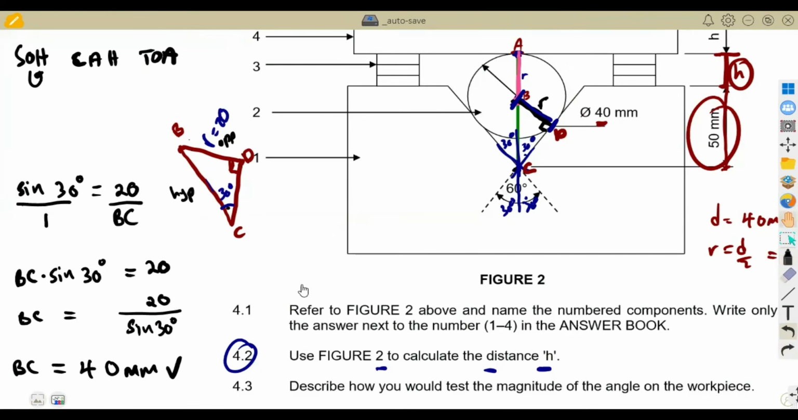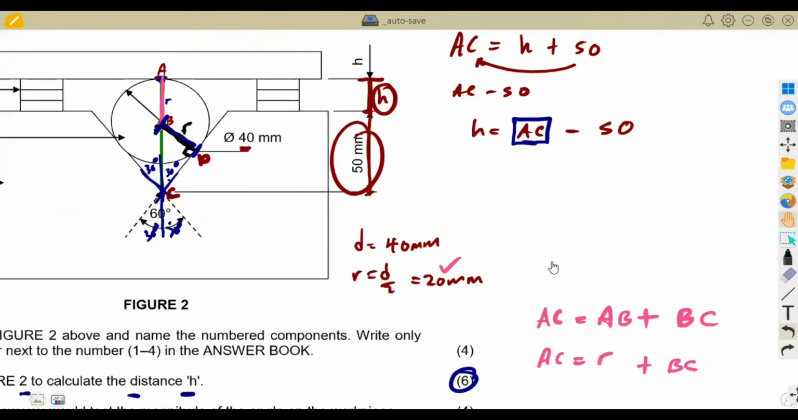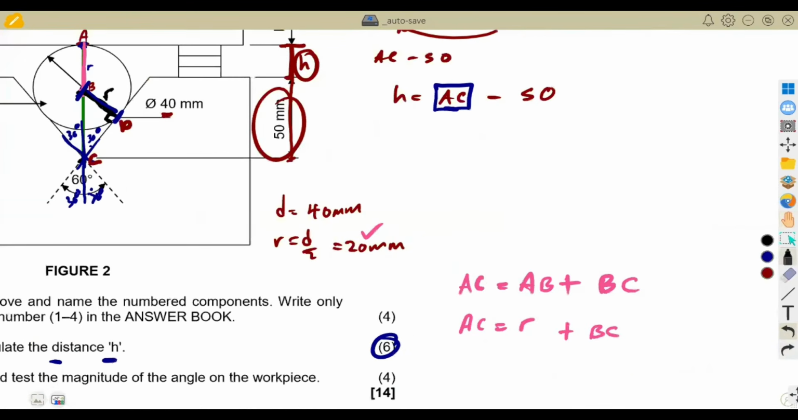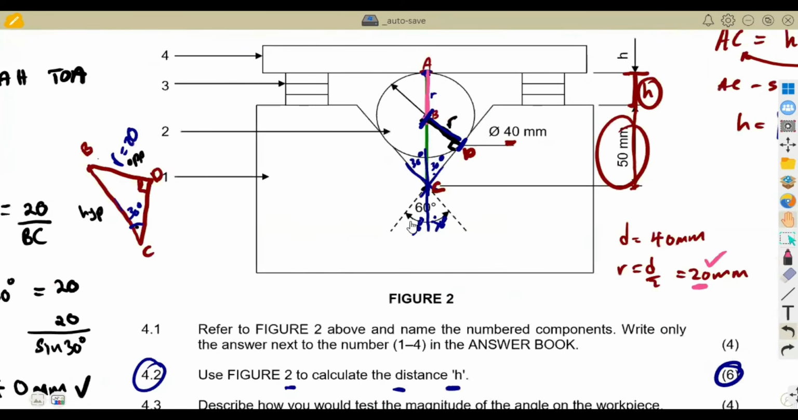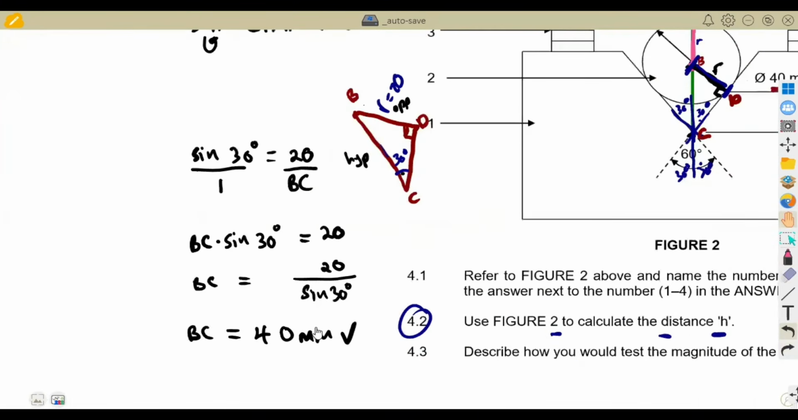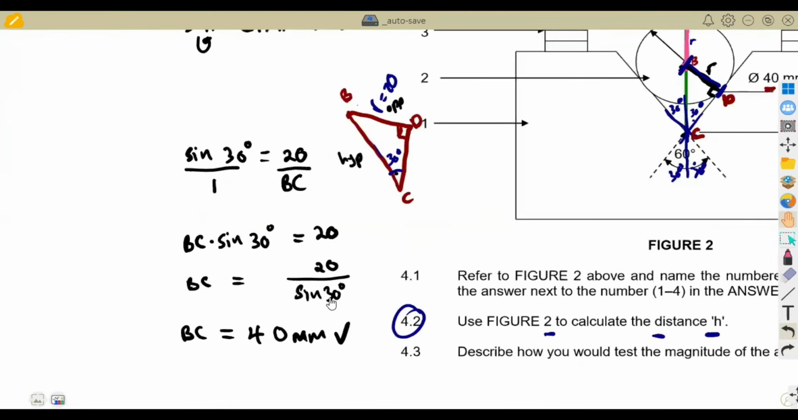So we now have BC. We're just going to substitute here to find AC. Remember, we want to find AC. So AC is equal to the radius, and our radius is 20 millimeters, plus BC. BC was from the diagram. The diagram is the one that helped us to calculate this. So from our diagram, we now take our BC into consideration, 40 millimeters.